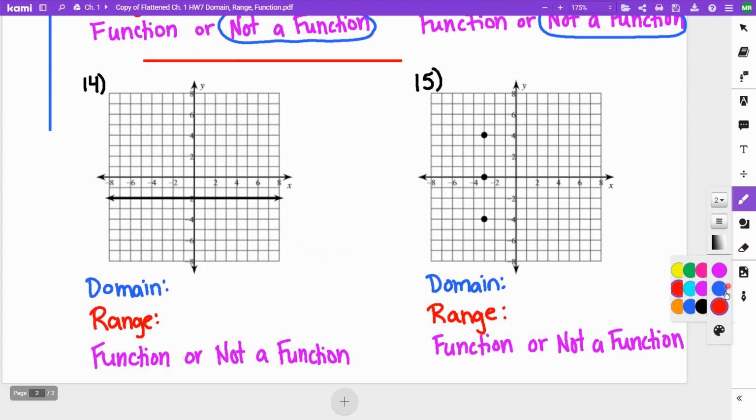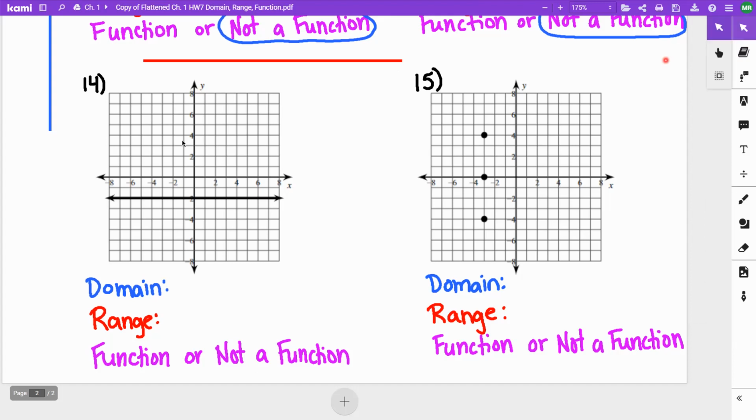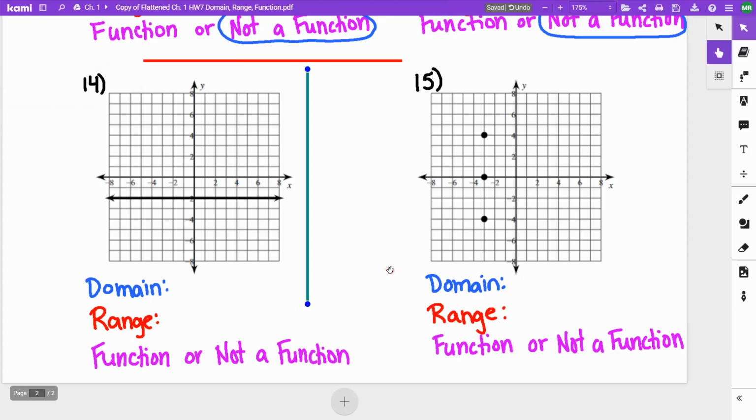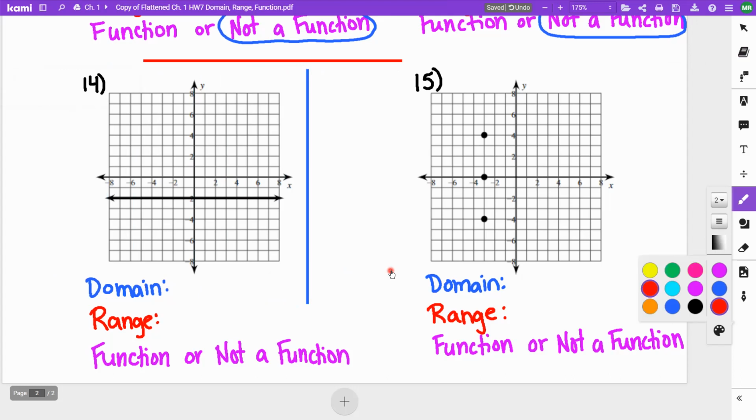So on number 14, if I take this vertical line and I move it across the graph, you can see it's going to be a function. Okay. It's going to keep going forever to -infinity. It's going to keep going forever to positive infinity. So this is going to be -infinity to positive infinity, or all real numbers, and it is going to be a function.